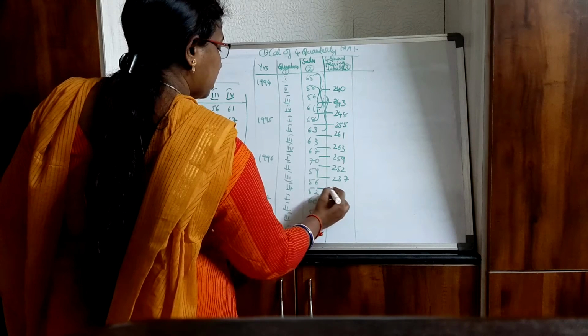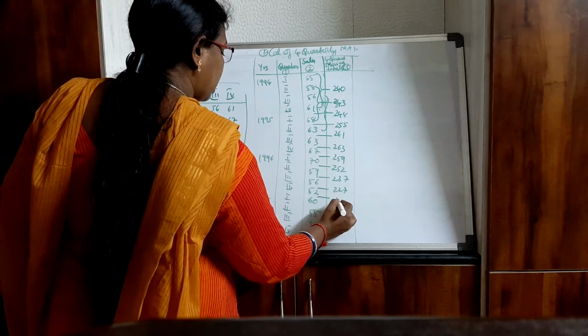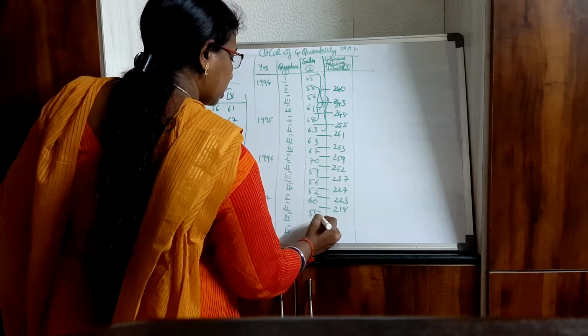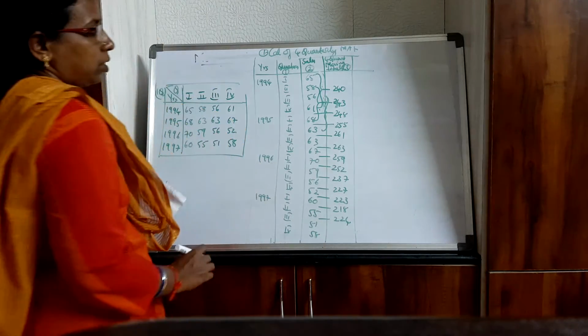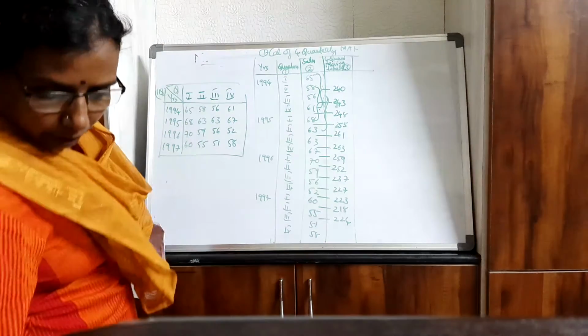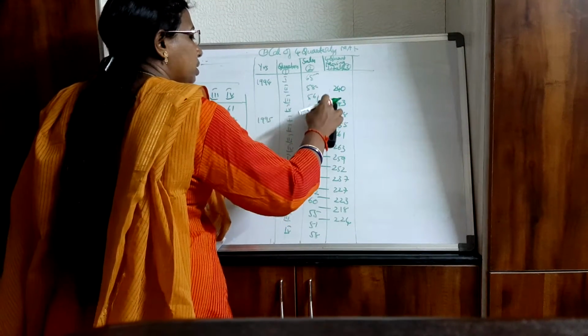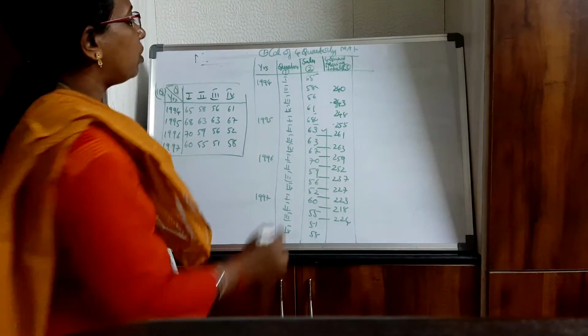Then 227. Then you have 223, 280 and 224. Okay. So I will repeat again how to find these moving totals. It's a little bit confusing. Just for your convenience, I am repeating it again, how I got these totals.